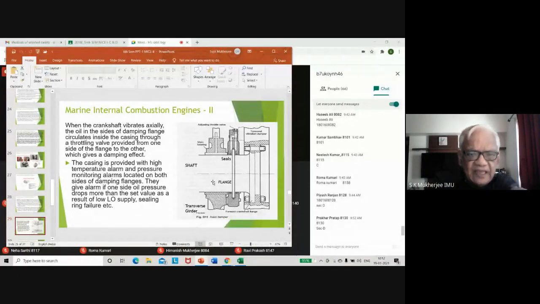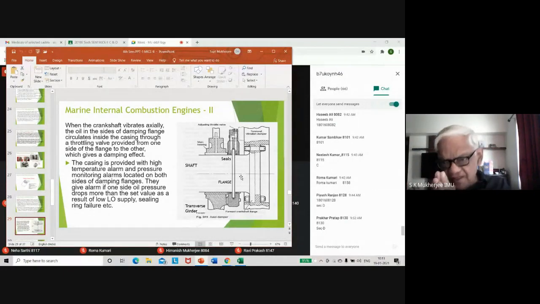Okay. The casing is provided with high temperature alarm and pressure monitoring alarms located on both sides of the damping flanges. They give an alarm if one side oil pressure drops more than the set value as a result of low lube oil supply, sealing rings failure, etc. Now, if the sealing rings fail, then again the vibration will increase. That means there is no compression of the oil. That means whatever oil is being compressed is going out through the seal. So the vibration will increase.